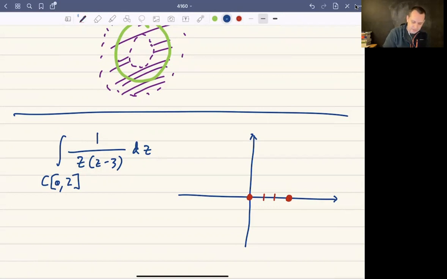So here we have C02. I just want to be careful. I don't want to use green, but let's just look at the circle centered at 0 of radius 2, positively oriented. Okay, so it'll look something like that. And again, positively oriented means that it's going to go that way. And then your region G can be any open set that contains this curve.